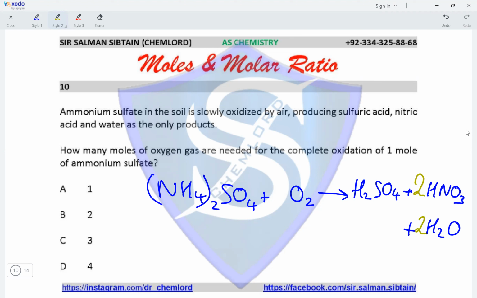Out of those 12, 4 are already present in the sulfate of ammonium sulfate. So 12 minus 4 is 8. We need 8 atoms of oxygen. So 8 atoms of oxygen means we need 4 molecules of oxygen. So here we end up with a molar ratio of 4 for oxygen, making option D the correct option for this question.